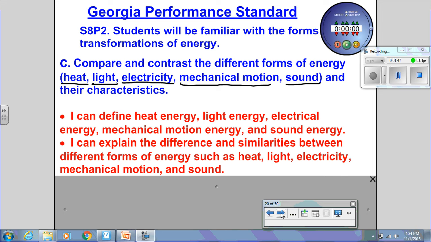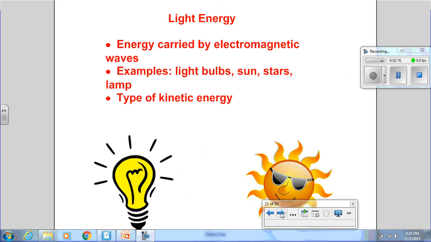So our learning targets are: I can define heat energy, light energy, electrical energy, mechanical motion energy, and sound energy. That's one of our level 1 standards. Once you're able to define them, then you can focus on the second learning target, which states, I can explain the difference and similarities between different forms of energy such as heat, light, electricity, mechanical motion, and sound. So once you've defined them, then you'll be able to identify some of their differences and similarities based off of their characteristics. All right, so let's start looking at our different forms of energy.